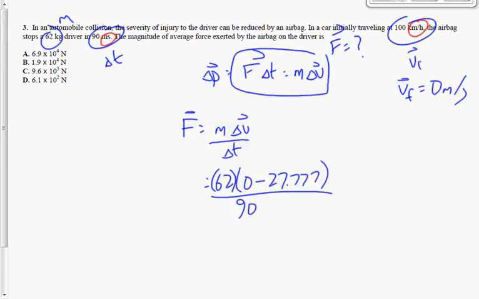Here's what I do for something like this. I'm not a big fan of moving the decimal place over. What I often do is just say, look, a millisecond is 10 to the minus 3, so 90 times 10 to the minus 3. That works just fine. What's the answer when we do that math? 1.9 times 10 to the 4. Good. How many people got that right? Good. Excellent.